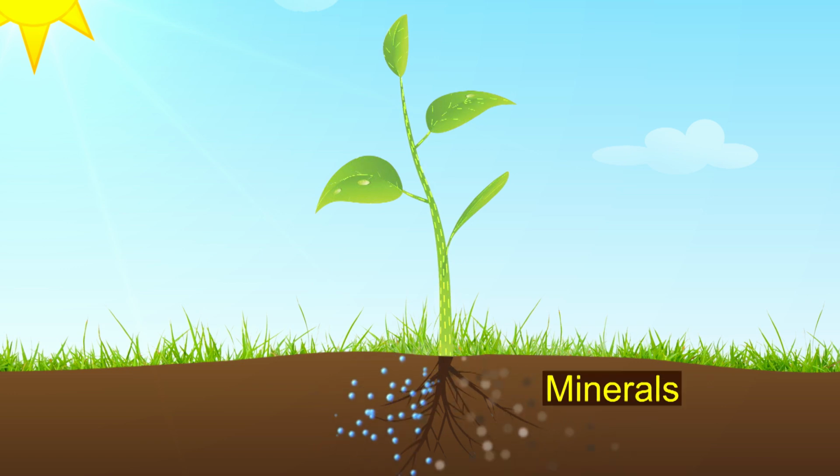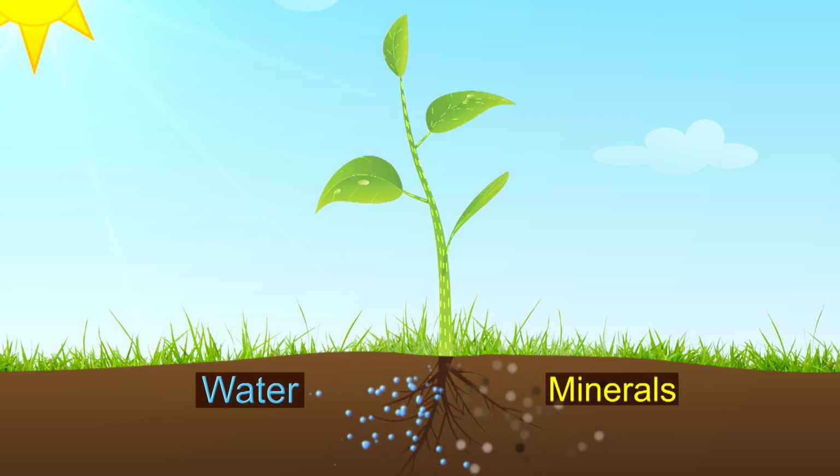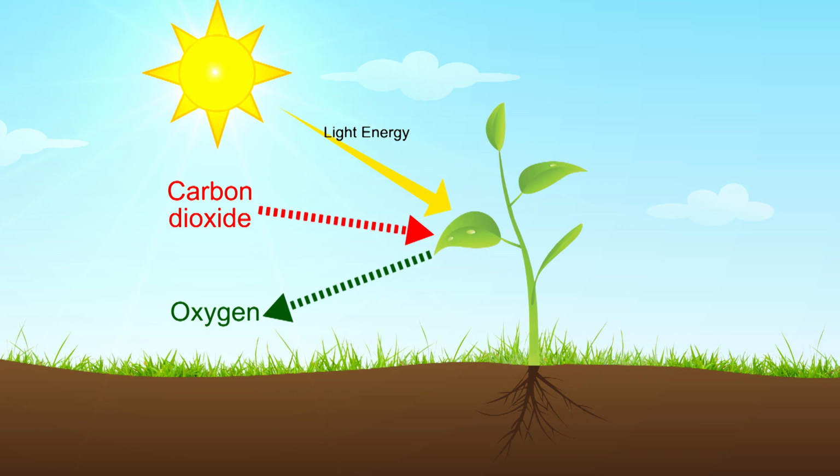Now, let us discuss the transportation system in plants. We have learned that plants take water and mineral nutrients from the soil through the roots. Then the water and minerals are transported to the leaves. We are aware that leaves prepare food for plants using water and carbon dioxide during photosynthesis.